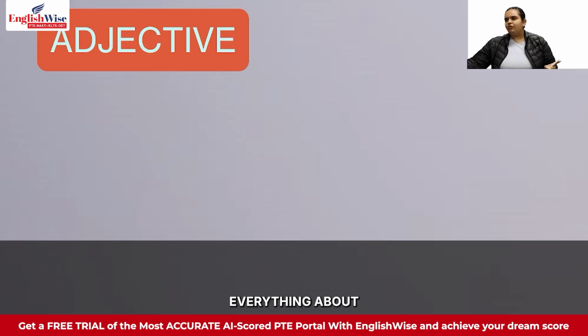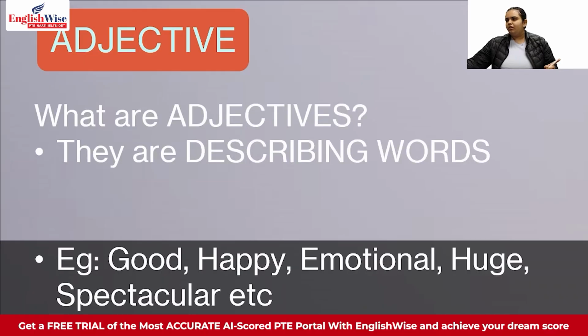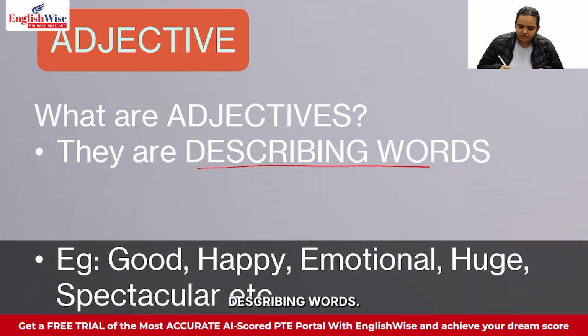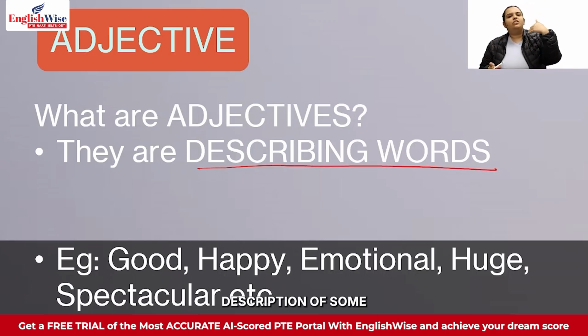Next we have adjectives. So let us talk everything about adjectives. So what are adjectives? Whenever people ask me, ma'am, what are adjectives? I say that they are describing words. So whenever a word comes and gives a description of some other word, it is an adjective. So let's say good. Okay, I had a good day. That means what kind of a day I had? Good day. Okay.